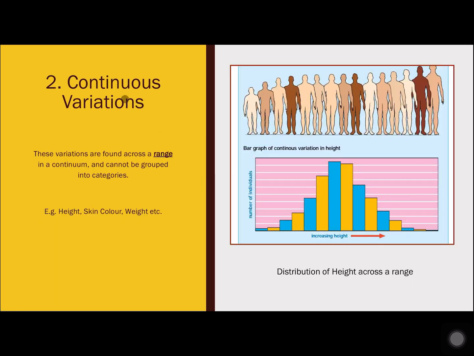So what is the second one? Continuous variation. These variations are found across a range in a continuum and cannot be grouped into categories. Example: height, skin color, weight, etc. So this is the distribution of height across the range, from the smallest to the biggest, even though the colors are also different, right?